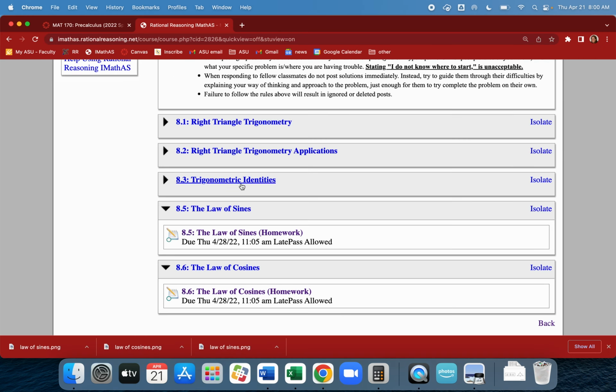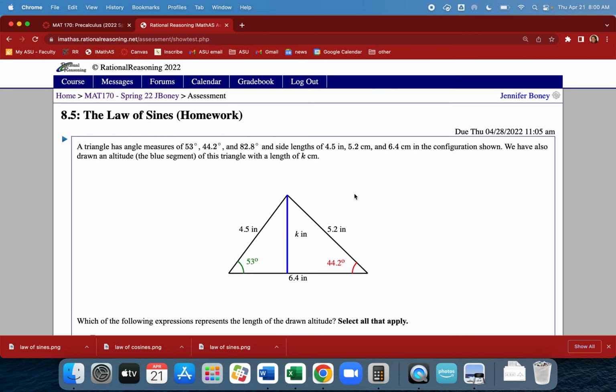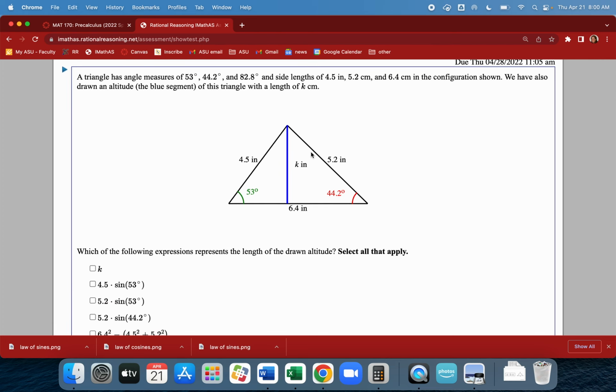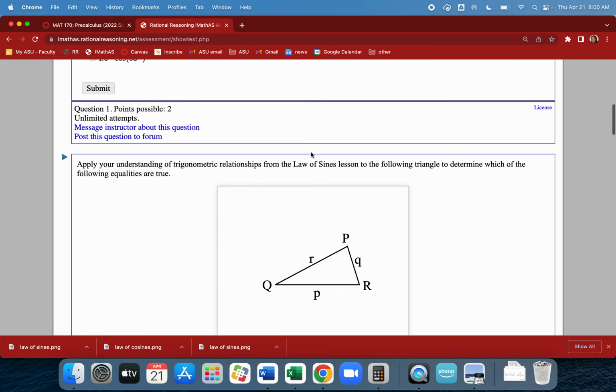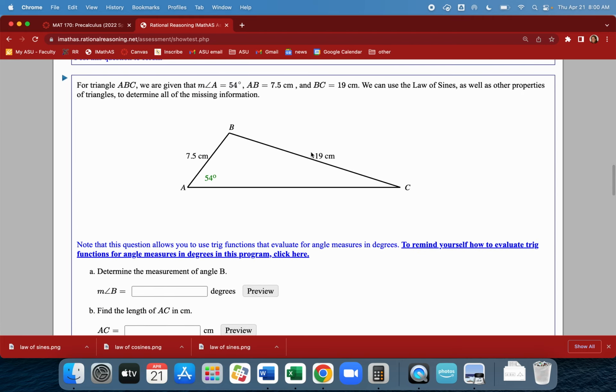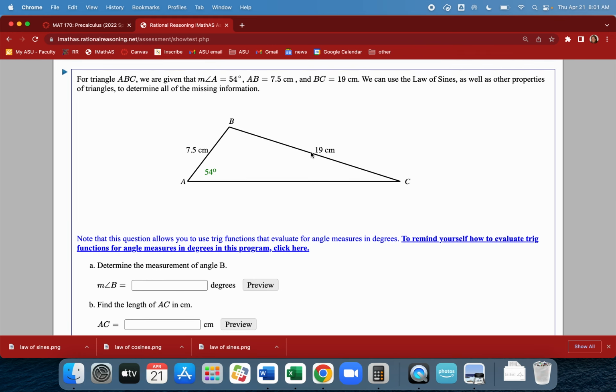So let me just open up this law of sines homework. This first question talks through what we just went over on the board. But let's look at question 3. This is my version of it. This has angles measured in degrees. So just be aware of whether it's degrees or radians. This one happens to be degrees.